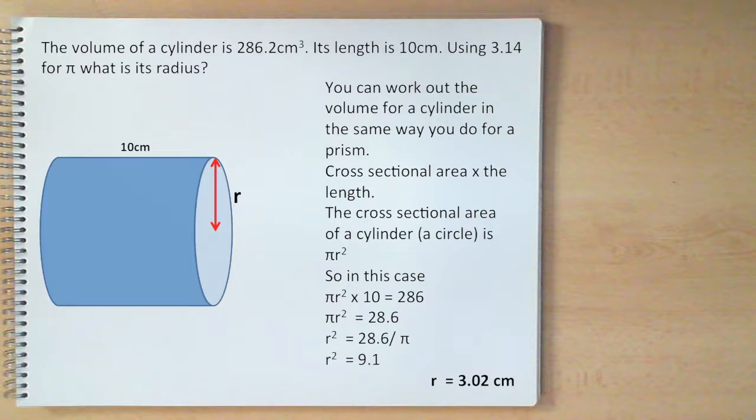Again, not spectacularly difficult. Once you've realised you have to work backwards from the volume to get to the radius, drawing the diagram helps you realise it's a prism, and you just have to make sure you understand that the cross-sectional area of a cylinder is a circle. And then you can remember that the area of a circle is pi r squared. Once you have all that information together, the question's quite straightforward.